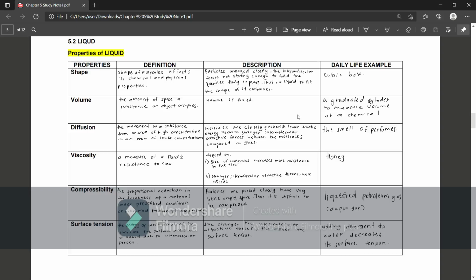And then for viscosity, a measure of a fluid's resistance to flow. Viscosity depends on the size of molecules; the larger they are, the more resistance to the flow. And second, stronger intermolecular attractive forces mean the fluid is more viscous. Example: honey.